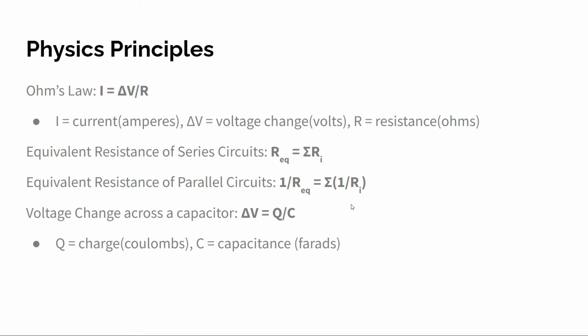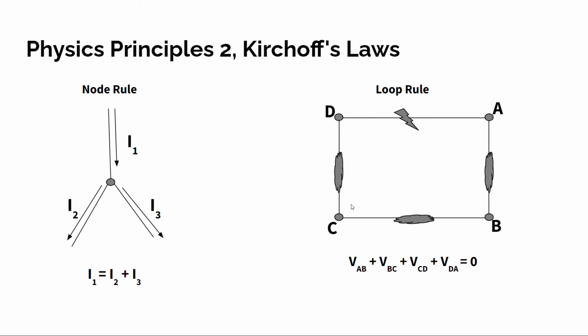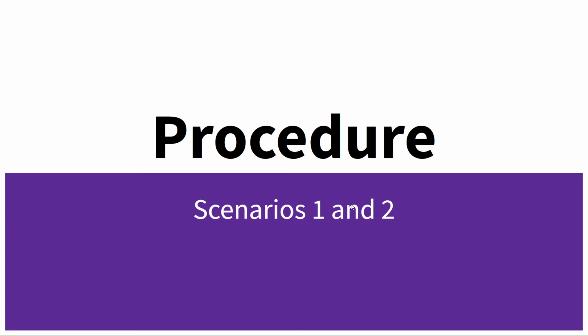Here are the physics principles we used, most notably Ohm's law, which shows that the current in a section of a circuit equals the voltage drop divided by the resistance of that section. We also have rules for series, parallel, and capacitors. And next we see Kirchhoff's laws, first of them being the node rule, which shows that the current flowing into a node equals the sum of the currents flowing out, and the loop rule, which shows that in any closed loop of a circuit, the summation of voltage changes equals 0.